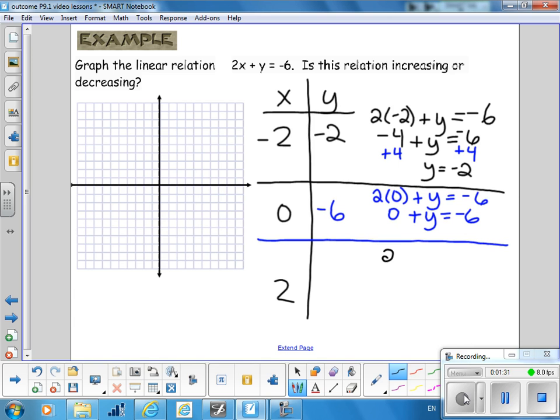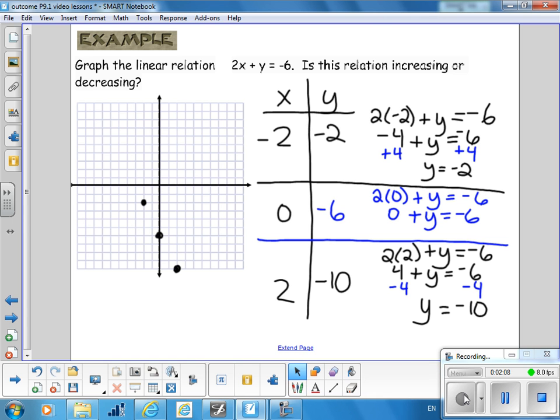And repeat this process one more time with a +2. 2 times 2 is 4. And to solve for y with inverse operations, we are going to subtract 4, and we get y equals -10. So we have our 3 ordered pairs that we can graph. -2, -2 is 2 to the left and 2 down. 0, -6 means do not move left or right, just go 6 down. And 2, -10 is 2 to the right and 10 down.